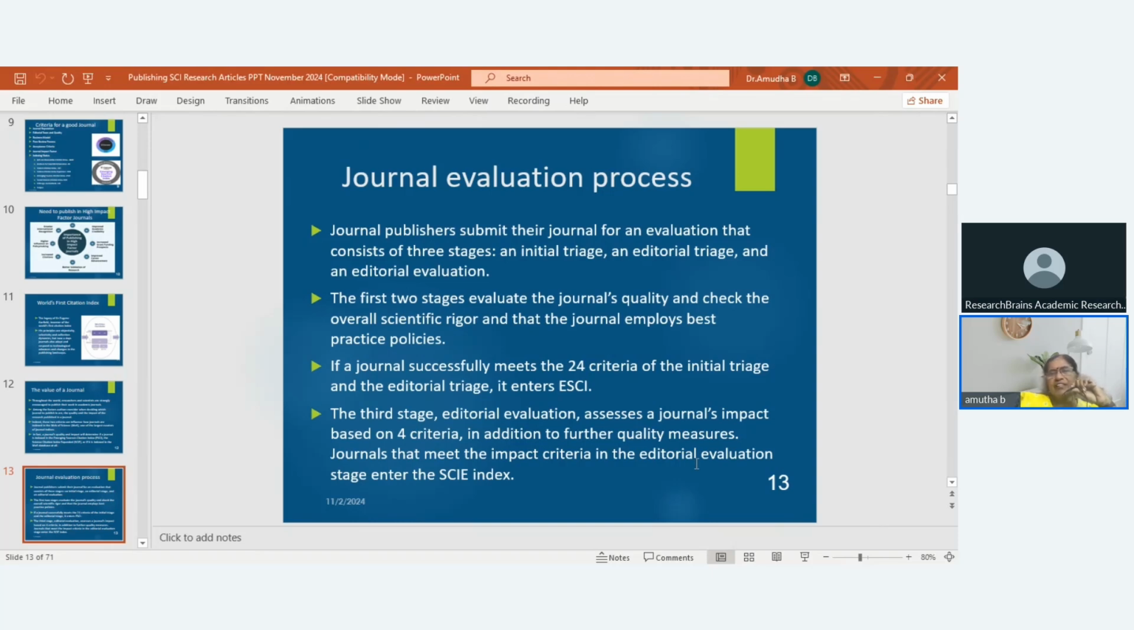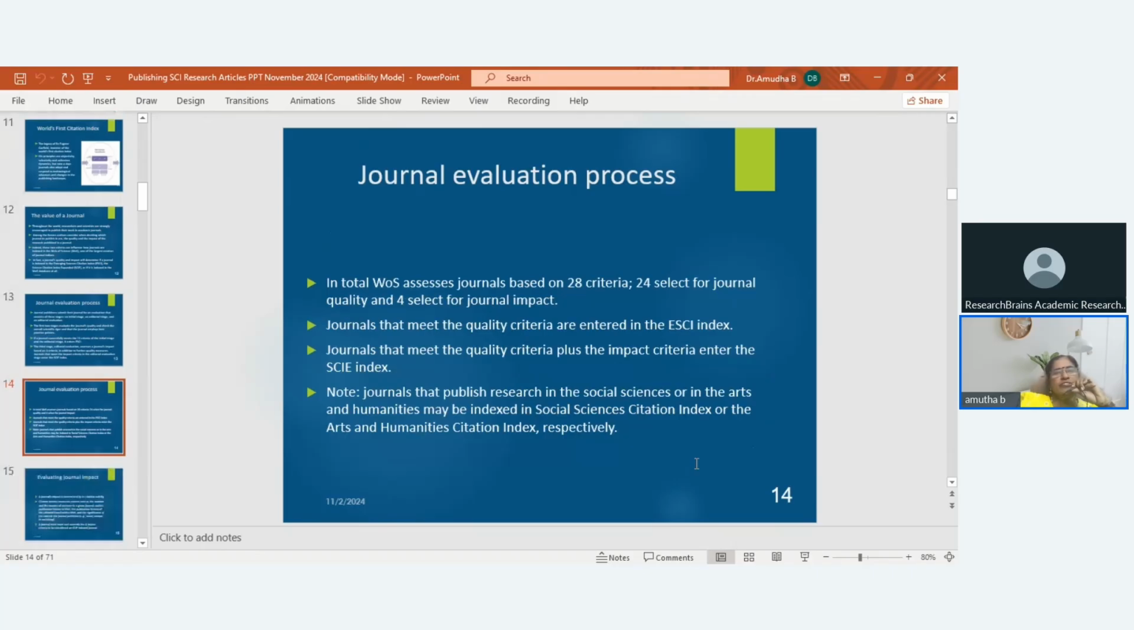But this is only some of the journal evaluation process. If you go to the journal page and go deep into that, you can find out what types of journal evaluation process are available. This is what I said already.